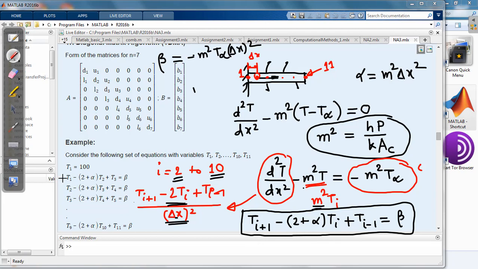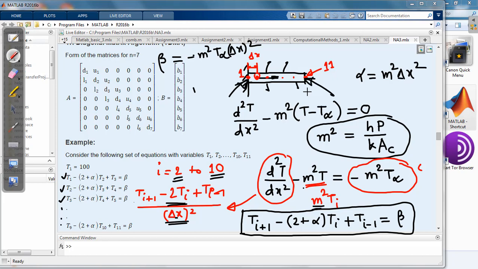You can see the set of equations that we have to solve for the temperature, where this is for grid point 2, this is for grid point 3, this is for grid point 4. These are the equations. So if you just put I is equal to 2, you will get this equation. If you put I is equal to 3, you will get this equation.